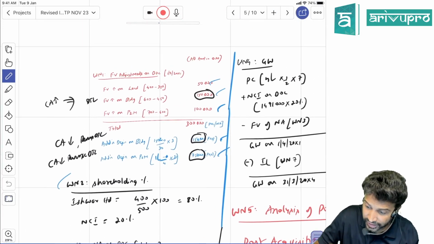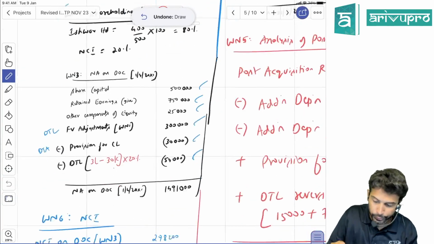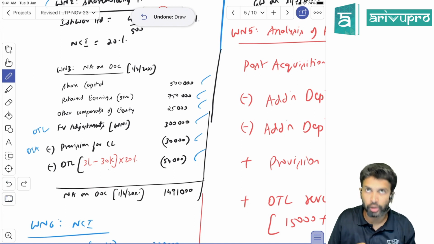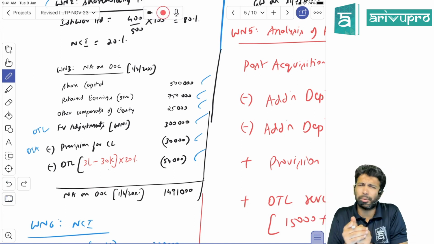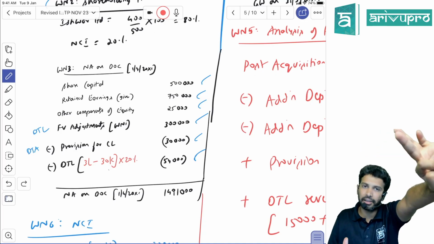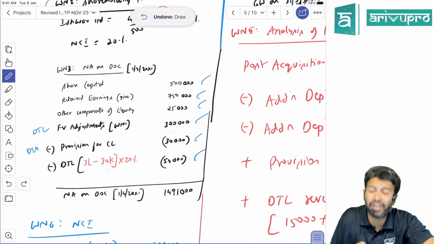So you created deferred tax liability only on these two. No, you considered fair value adjustment on all the three assets. And what about land? Land, you will not get additional depreciation. So nothing is happening. Forget land. This adjustment is related to only building, plant and machinery and the provision for contingent liability.